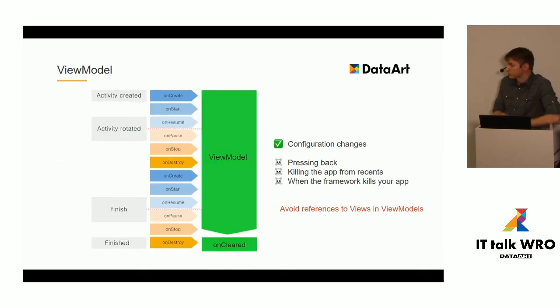Now, ViewModel. ViewModel is as well a lifecycle-aware component, but it can hold your data. For example, if you're rotating your activity or making some other changes, it can survive all configuration changes. We can compare the life cycles of, for example, the activity on the left and the ViewModel on the right. It's created with the activity and is cleared only when the activity is finished.